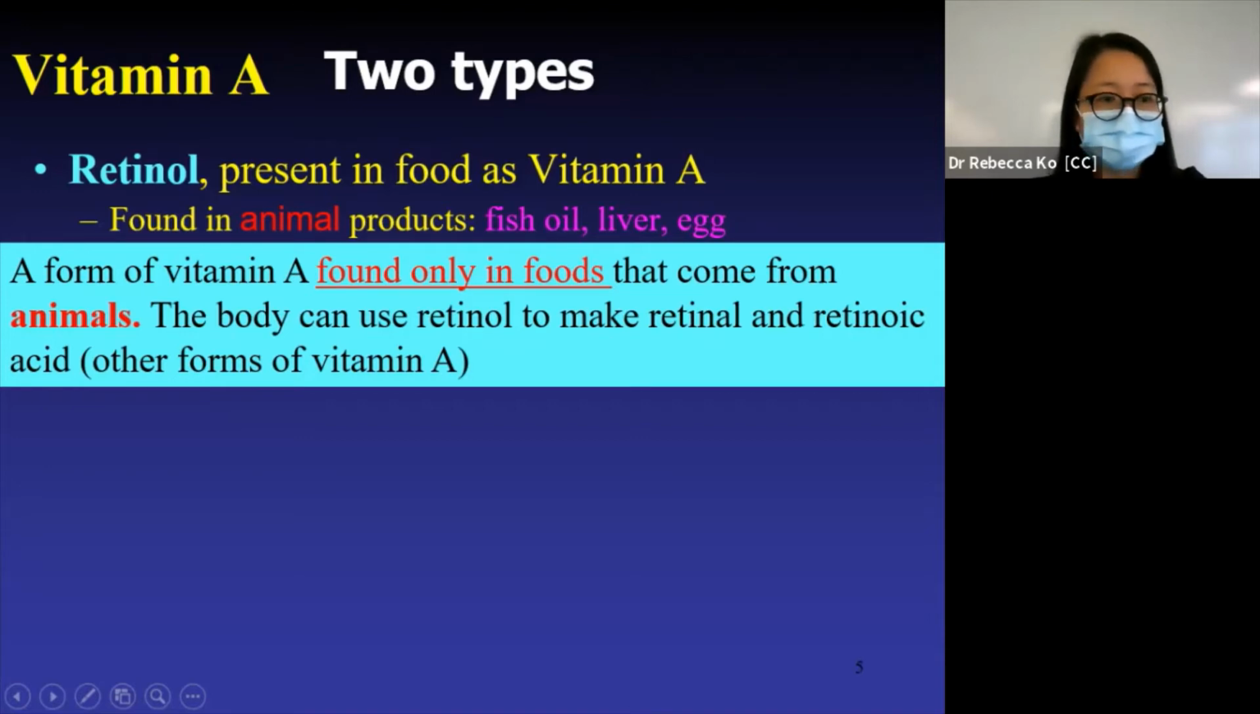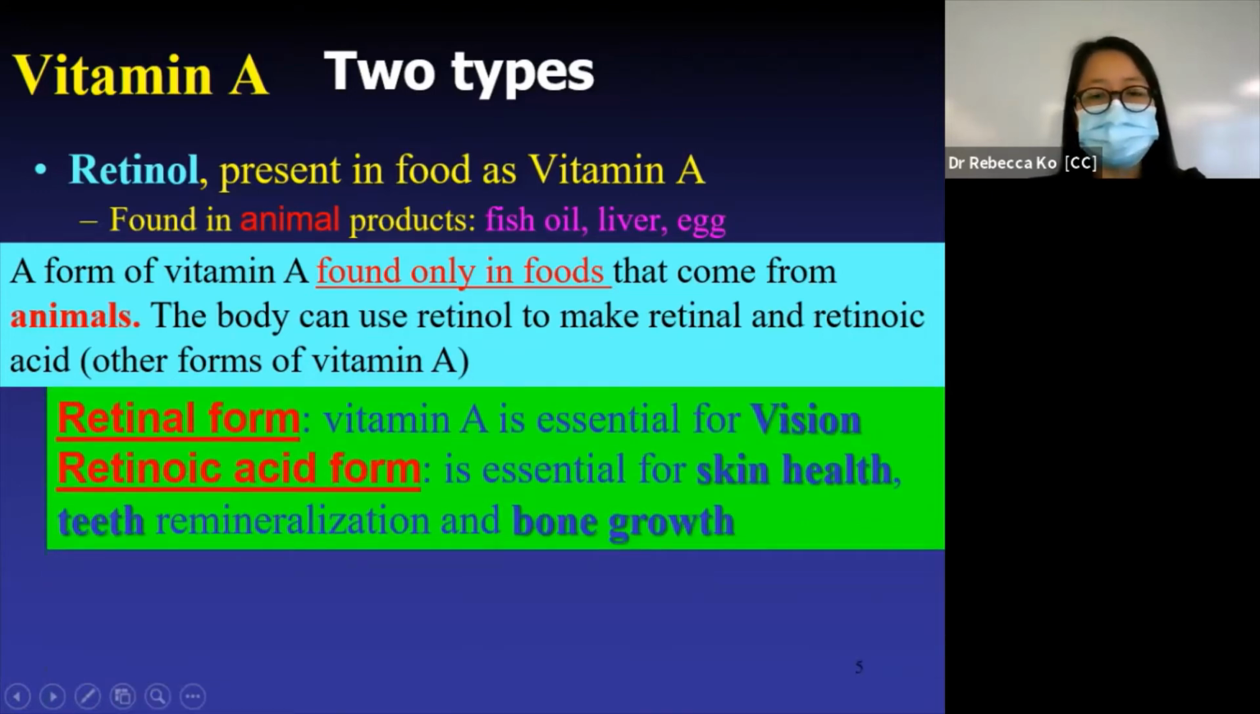They have different functions. The retinal form is essential for vision, but the retinoic acid form is essential for skin health, teeth remineralization, and bone growth. So that is the first thing, retinol. And what kind of food can we get this vitamin A from? Let's say fish oil, liver, or eggs. Retinol is easily obtained from food.